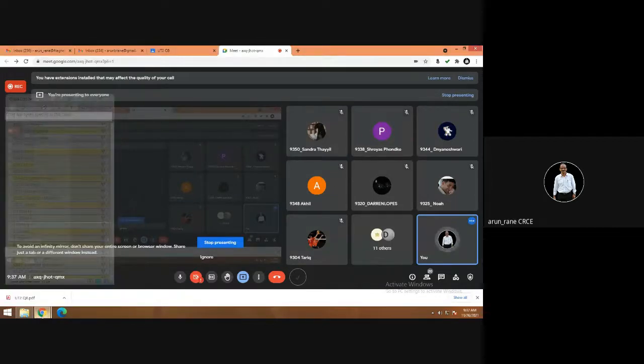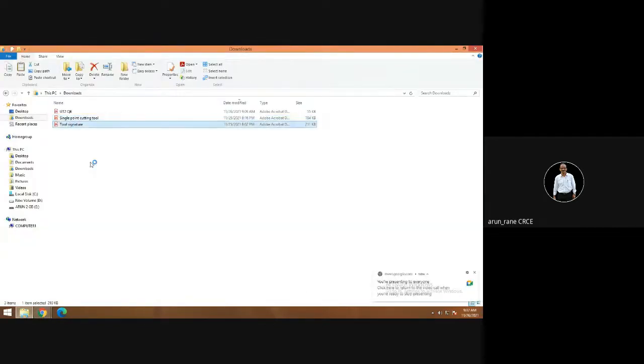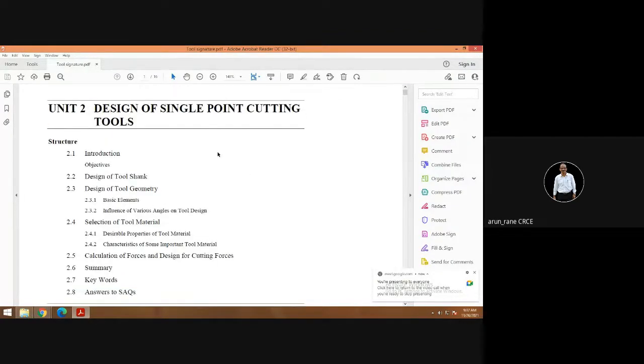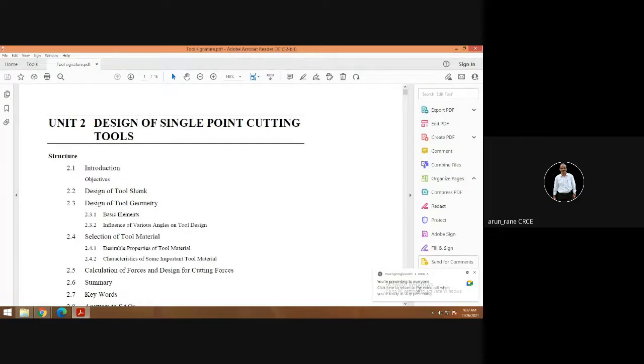Okay. Now another important question which will be asked is: how do you write the tool signature? That is important.